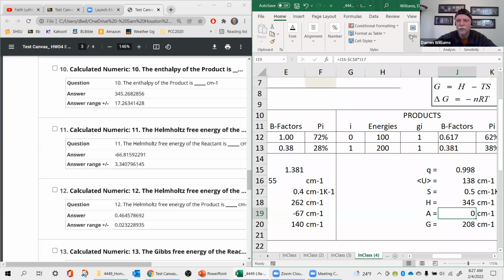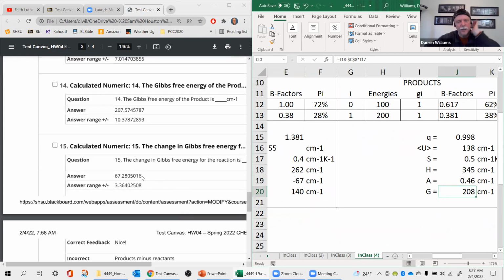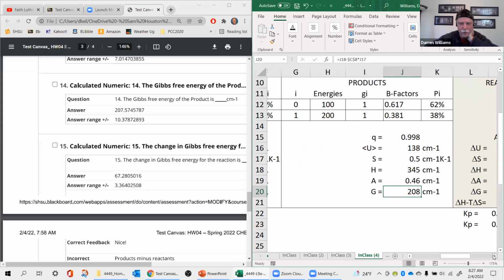So let me go ahead and increase the number of digits I'm being shown. Yeah, okay, that's beautiful. And then we get to the Gibbs energy, 140 here for the reactants, for the products, 208. And then we get into the fun stuff, the deltas. So the change in Gibbs free energy for this reaction comes in at 67. So we could take this 208 minus 140, and we end up with that.